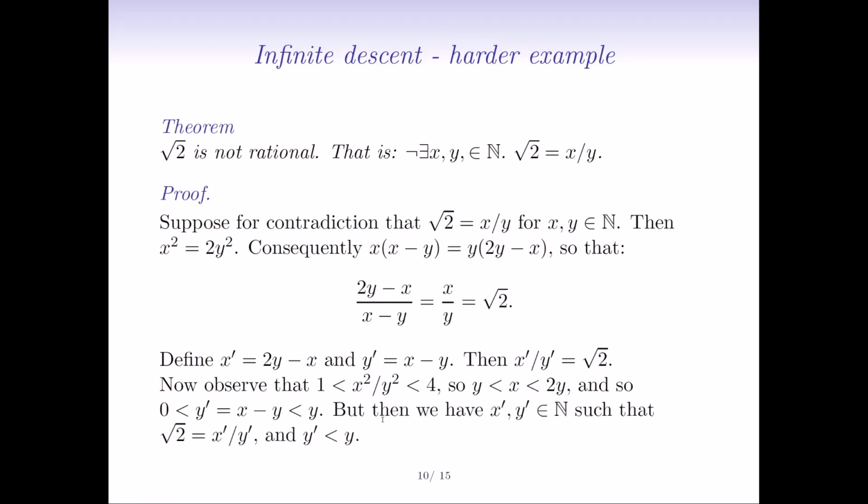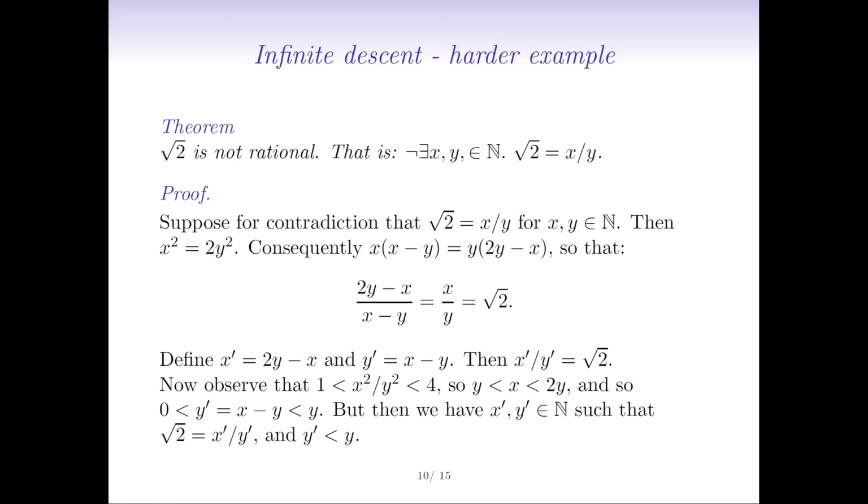But then y prime itself is bigger than 0, and it's just one natural number minus another natural number, which means that y prime is a natural number as well, and so is x prime, by the way, because it's just 2y minus x. So x prime and y prime are both natural numbers, and x prime over y prime is equal to the square root of 2. So x prime and y prime are also a counterexample to the theorem. They're another way of writing the square root of 2, but importantly, y prime is now less than y.